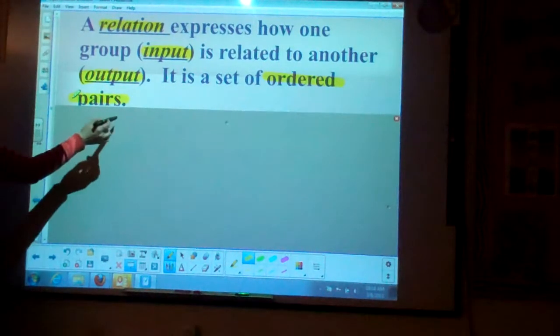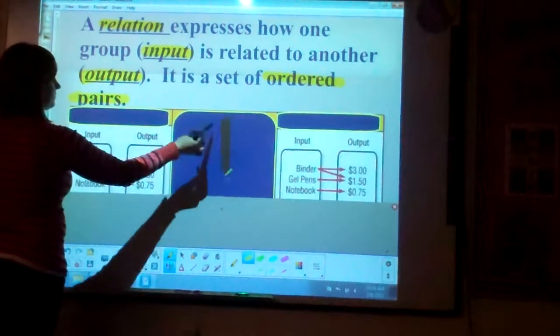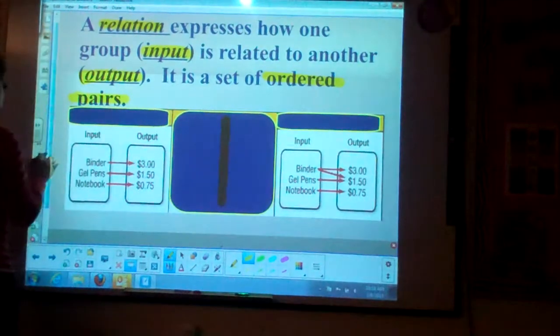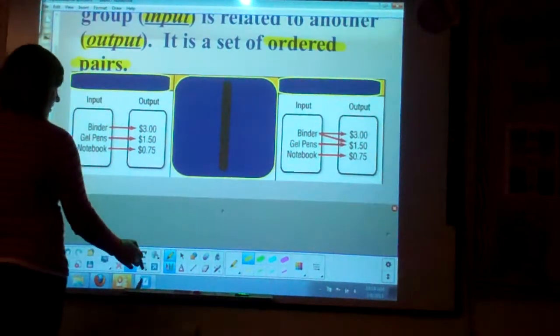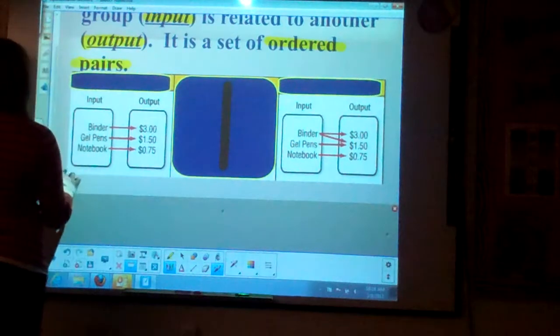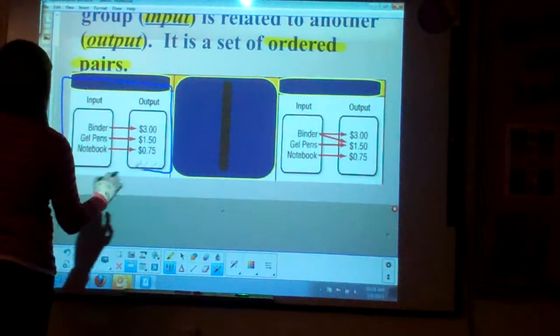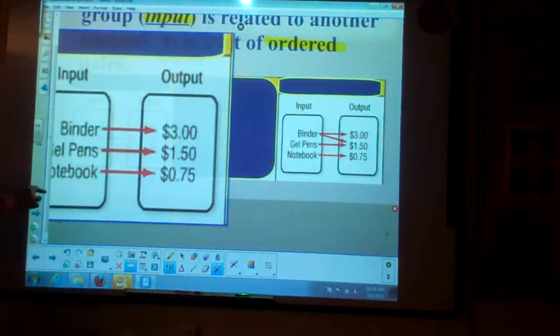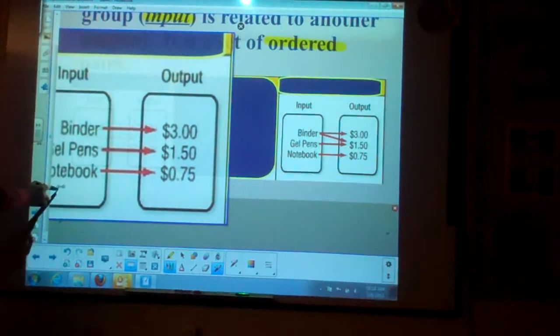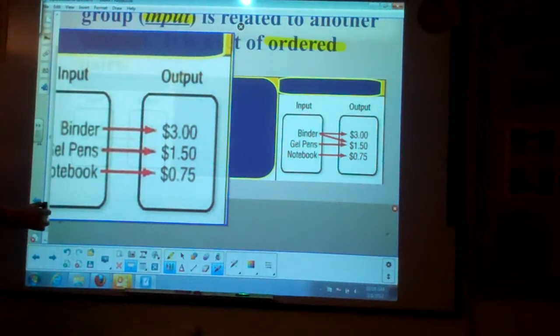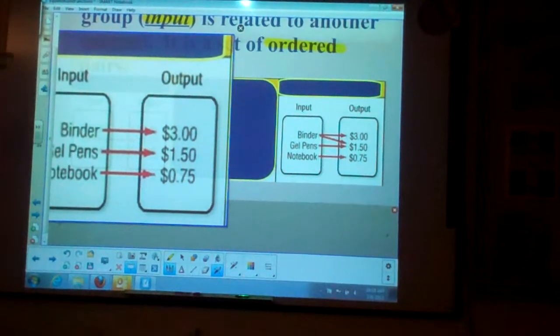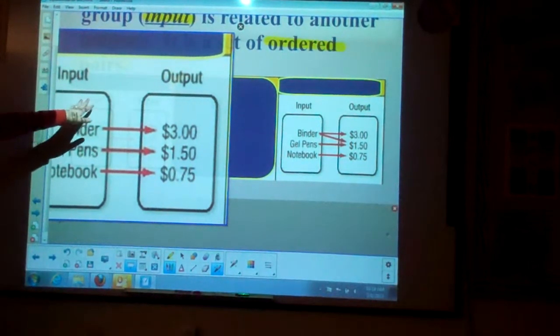So, if we look on this chart, I'm going to try to zoom in so we can see this a little bit better. How does that look on there, Haley? A little bit more clear? Pretty good? Okay. So here's an example of a relation.